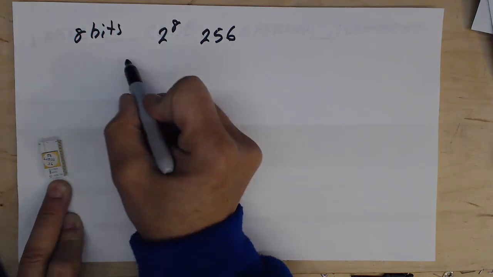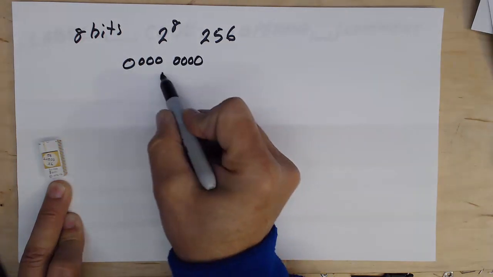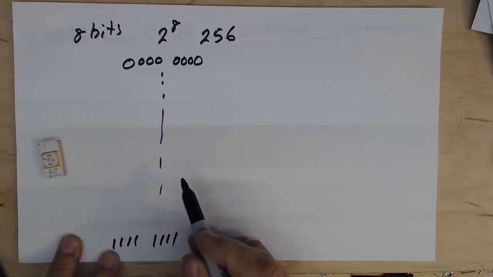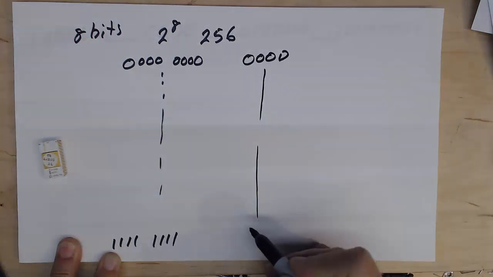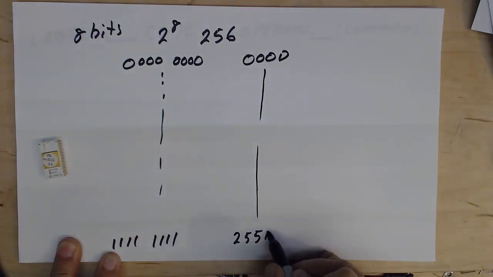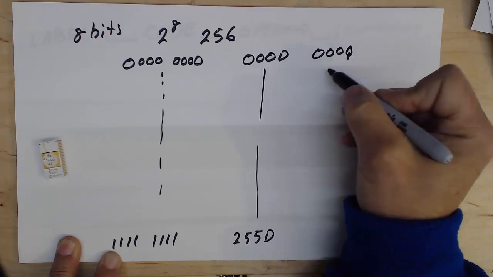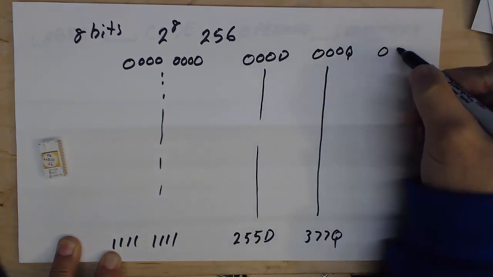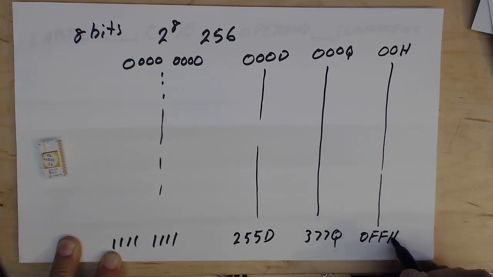So the EPROM will start at address 00000000, and it'll go on up to 11111111. And if we looked at that in decimal, this would be address 000 in decimal, and this would go up to 255 in decimal. That's our 256th location because we started at address 0. In octal, 000, and we would go up to 377, or in hex, we would start at 00 hex, and we would go up to 0FF in hex.